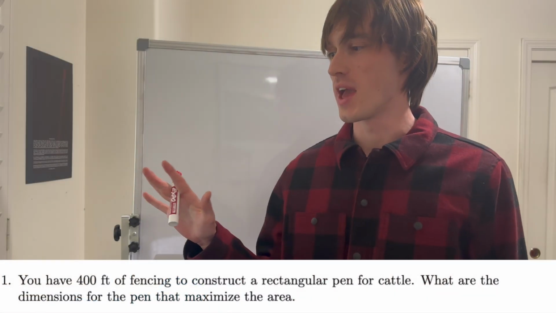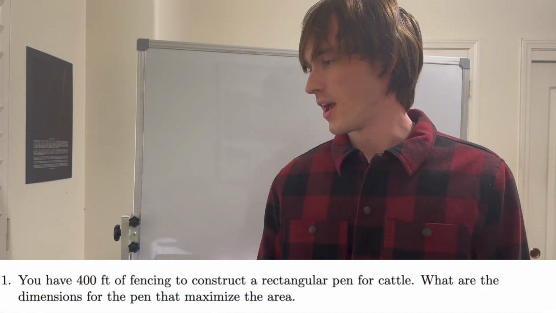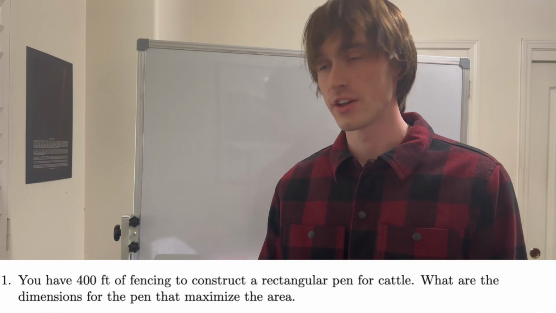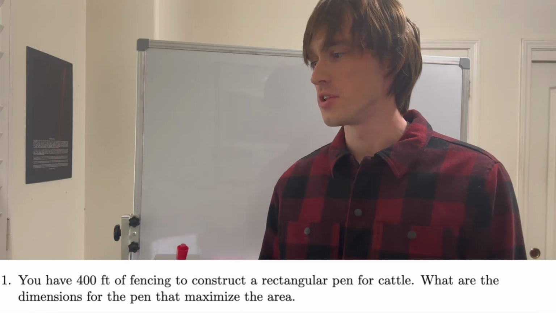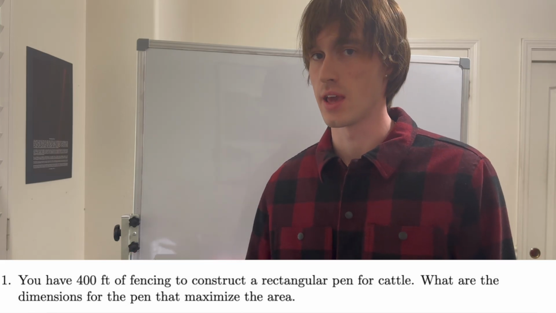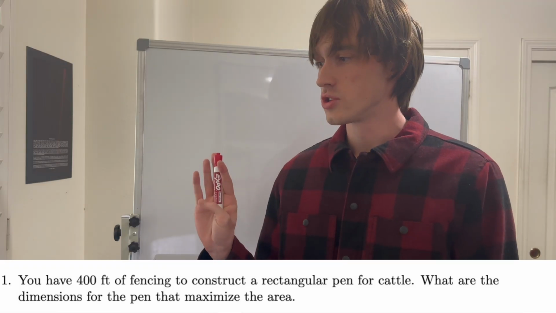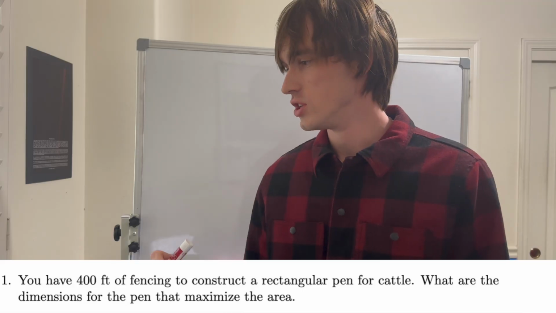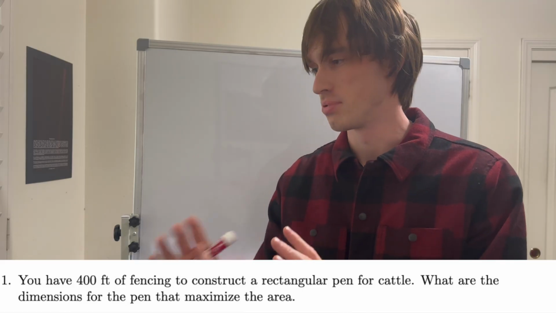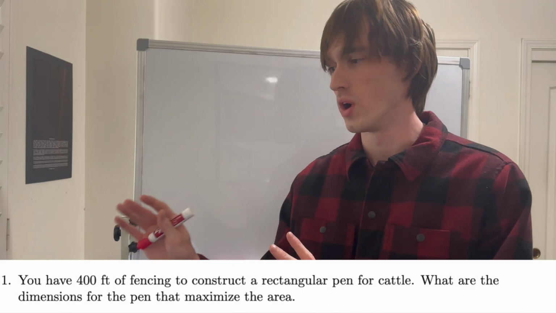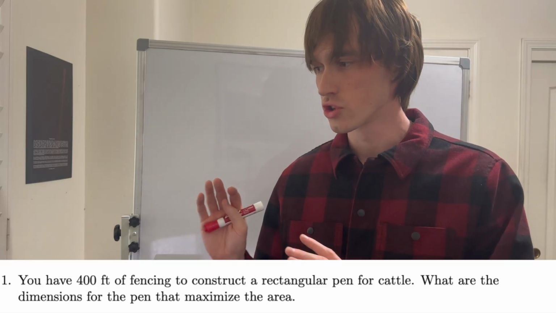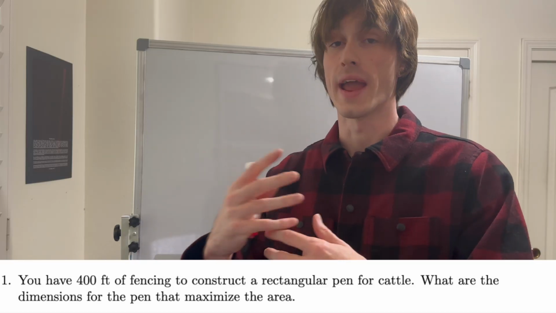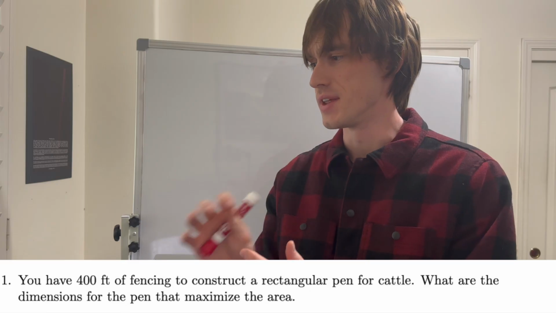The problem states that we have 400 feet of fencing and we want to construct a rectangular pen for cattle. What are the dimensions for the pen that maximize the area? With these optimization problems, it's always really helpful to try to break it down in plain English and understand what it's asking. So our answer is going to be dimensions, right?